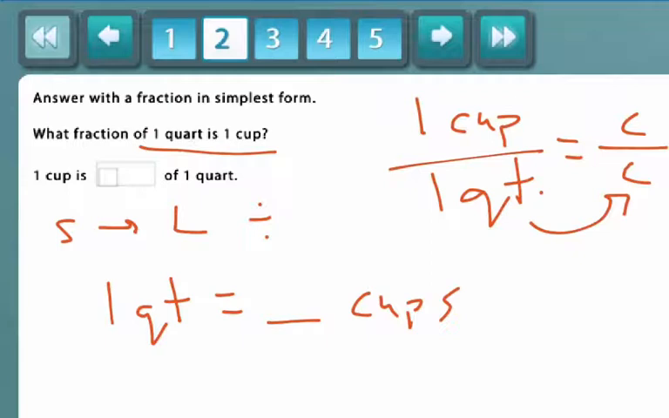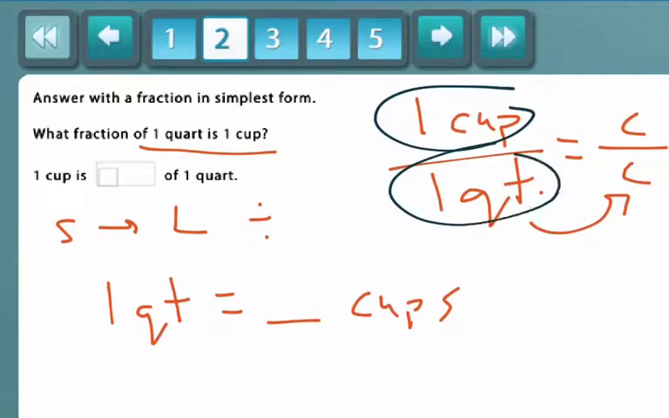For problem number 2, they're saying what fraction of 1 quart is 1 cup. So they're saying 1 cup is what fraction of 1 quart. So 1 cup over 1 quart. You see they're not like units, so I need to convert them. I need to change both of them into cups.